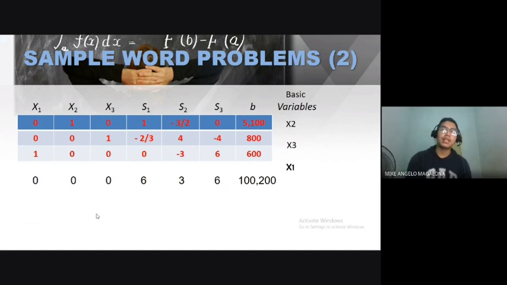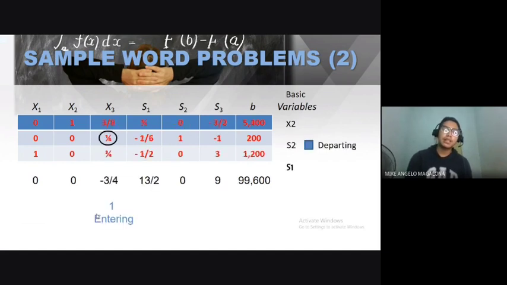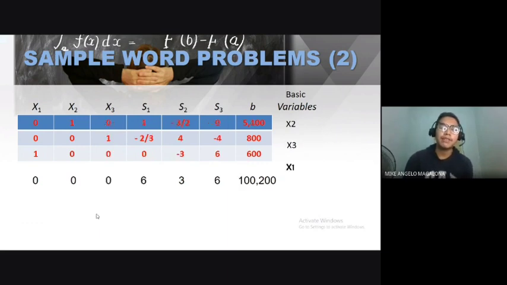For S sub 1, as we look at here, there is a negative value, which is the negative 3/4. Now, as you can see, there are no negative values in the last column. Hence, our total in the B is 100,200.